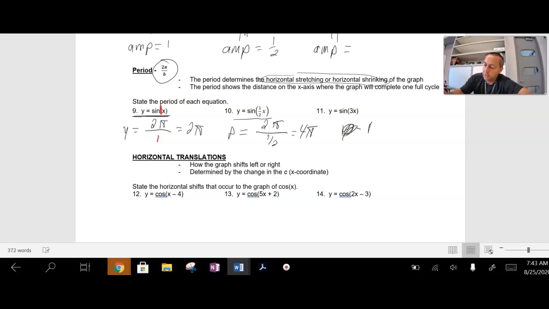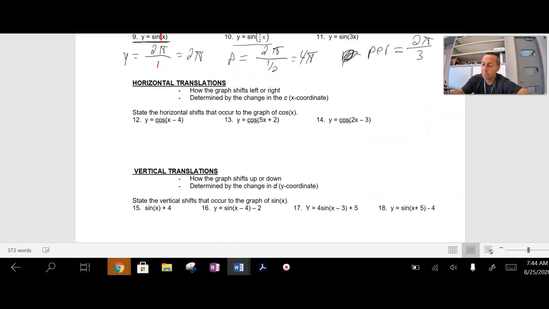So let's cut to the chase here. Let's not make this any more painful than it needs to be. This is 2 pi, and then the b is 3. So that one, if we were to graph it, 2 pi over 3 would be how long it takes to complete a full period.